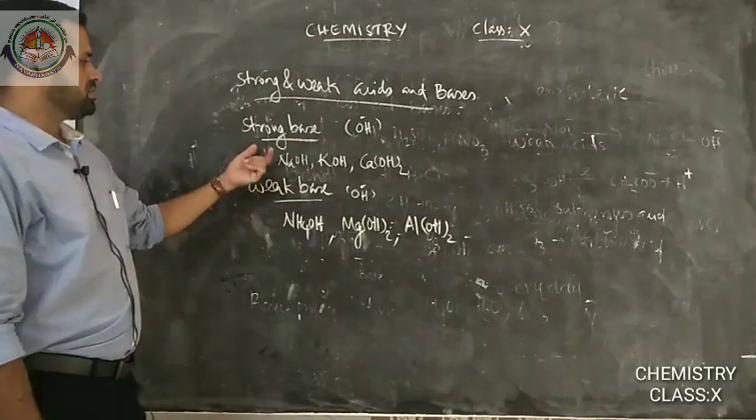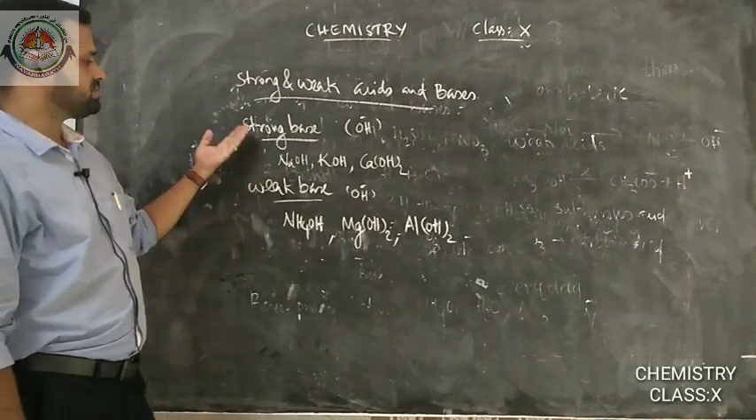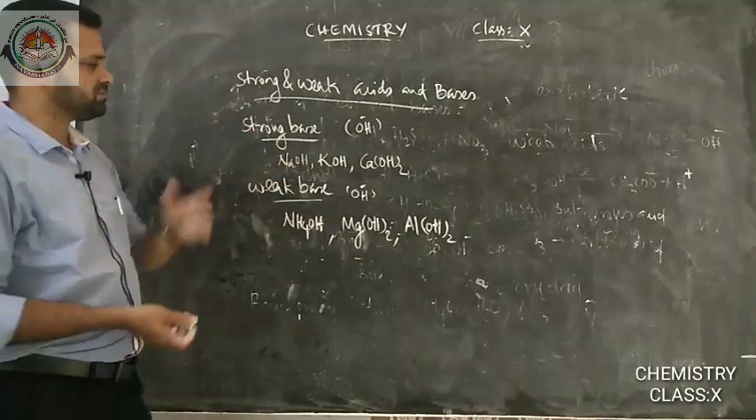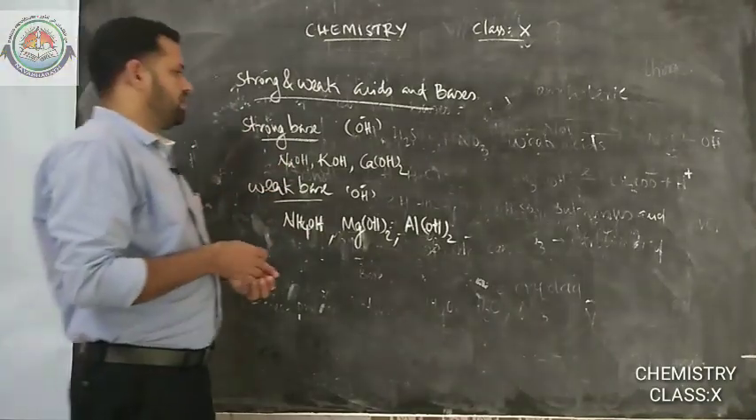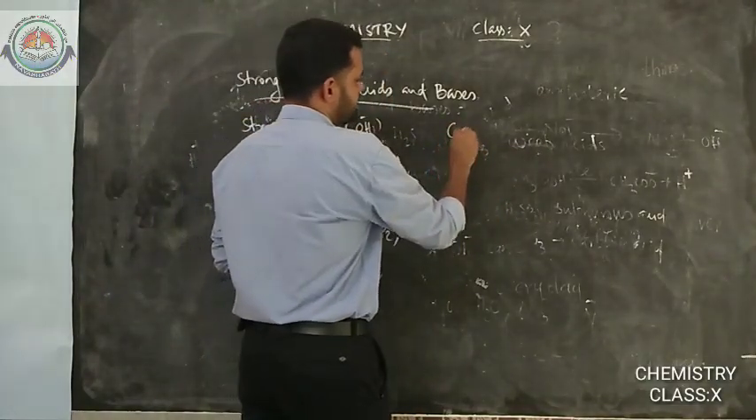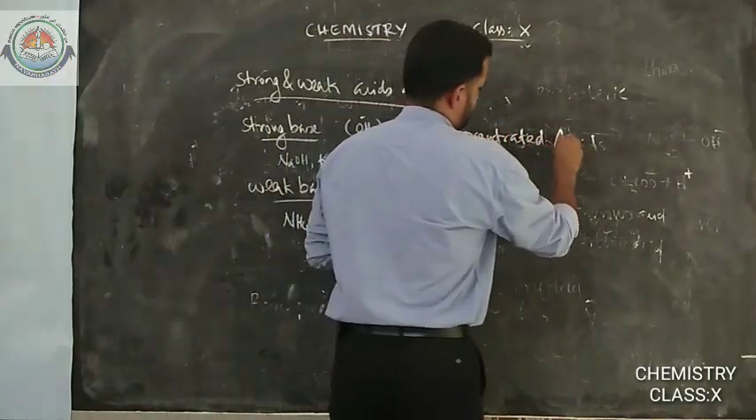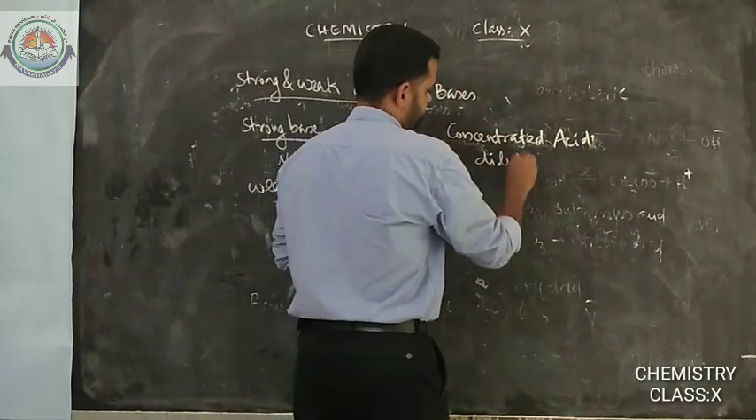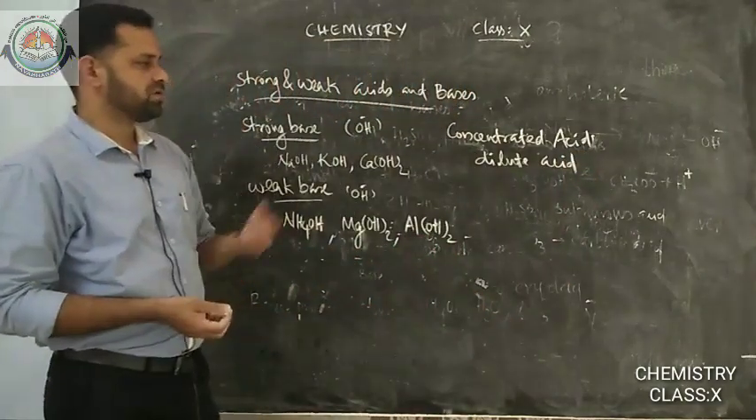Okay, these are strong acids, strong bases, weak acids and weak bases. I have given some examples for this. Now, one more term you have heard about the acid, that is concentrated acid, and dilute acid. Dilute acid or dilute base, concentrated acid or concentrated base.